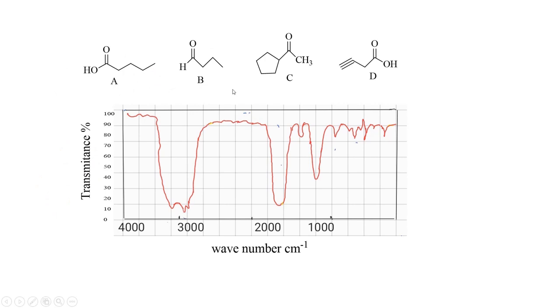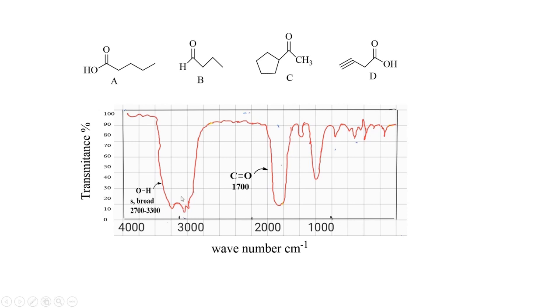Okay, then which of the following molecules best suits this IR spectrum? How can you identify a molecule which best suits this IR spectrum? By examining this IR spectrum, you can see a carbonyl stretch, C=O stretch, near 1700 cm⁻¹. That indicates the molecule will have a C=O or carbonyl group. And then you can see an OH band, a strong and broad band between 2700 and 3300 cm⁻¹.